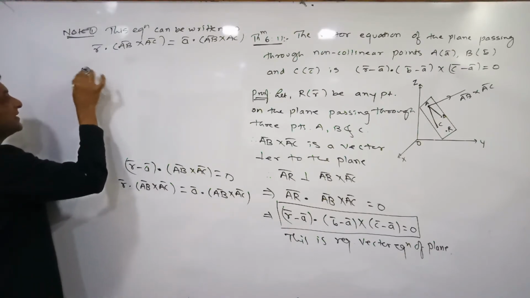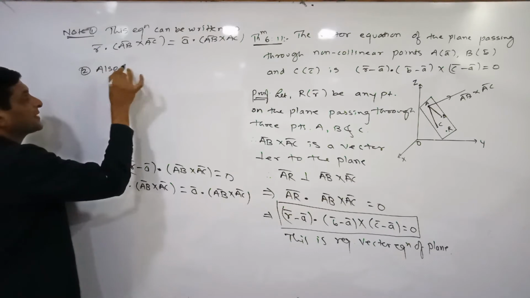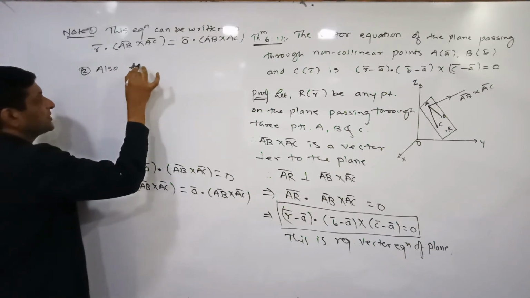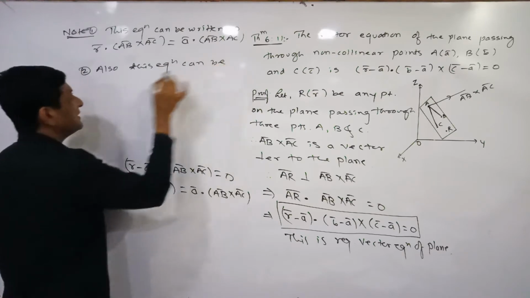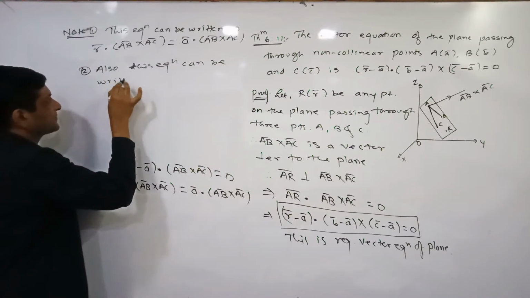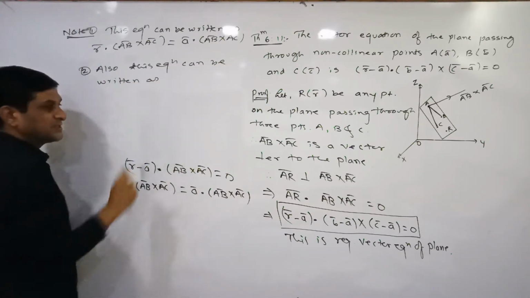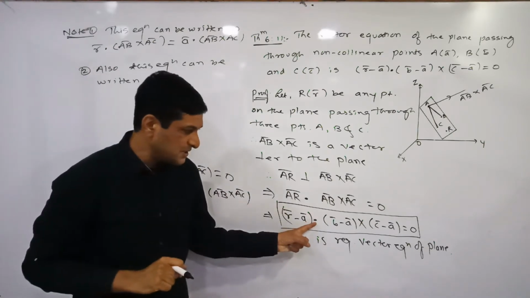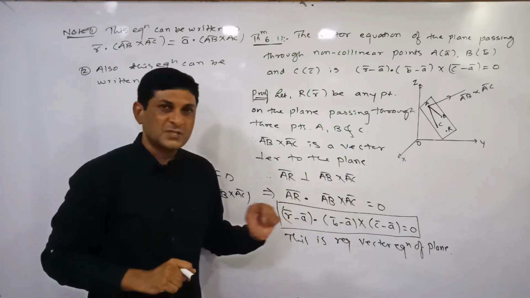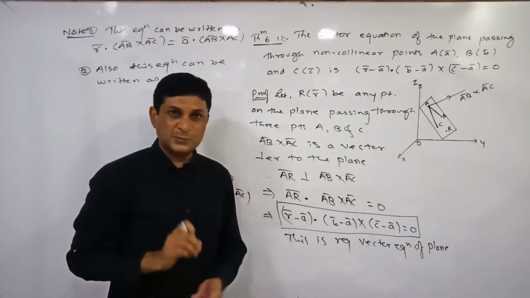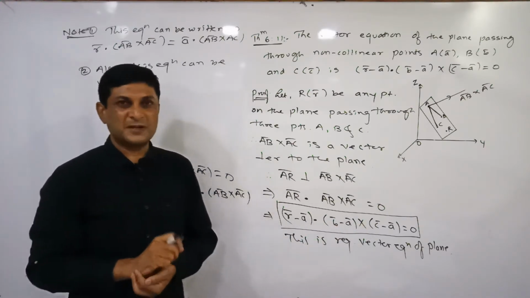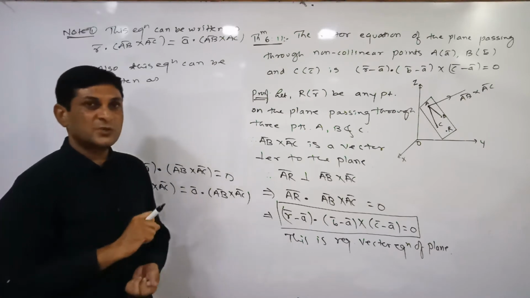So second, also this equation can be written as, if you'll observe here, first dot is there, then cross is there, means it is what? Scalar triple product. Dot and cross appears, means it is called as what? Scalar triple product. And scalar triple product is also denoted by what?